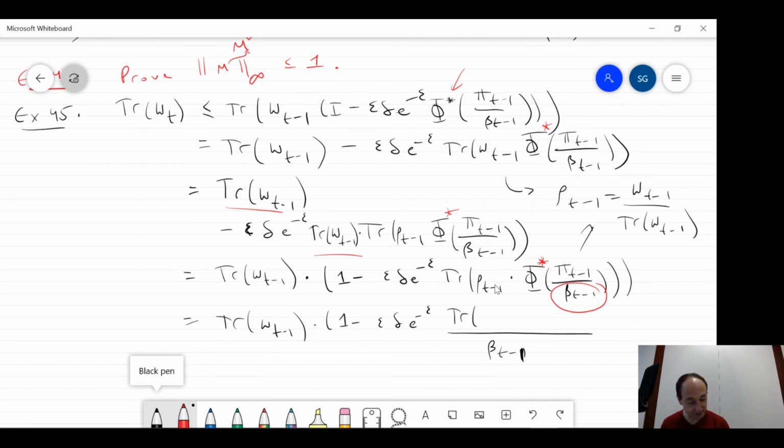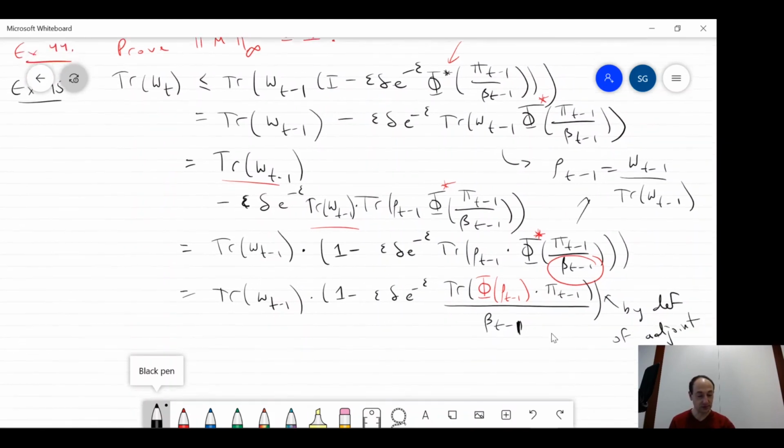And that's exactly what this is going to do now. It's going to take phi, and it's going to apply it to the rho term instead, right? This is just by definition of the adjoint, pi t minus 1. Okay, and the other thing is, so this is by definition of the adjoint map. Okay, and beta was just a scalar, so we took it out. Okay, so this is the final expression we get in terms of this bound. Okay, and we're essentially done, right?